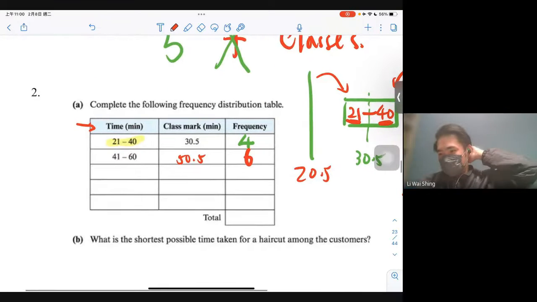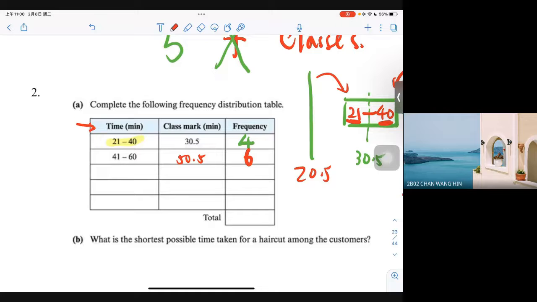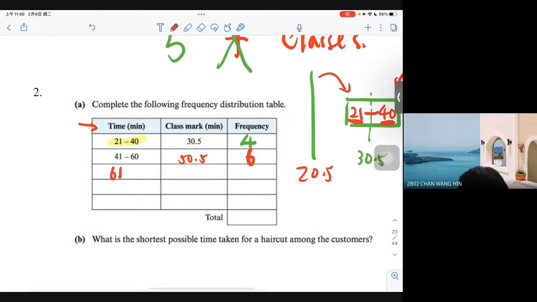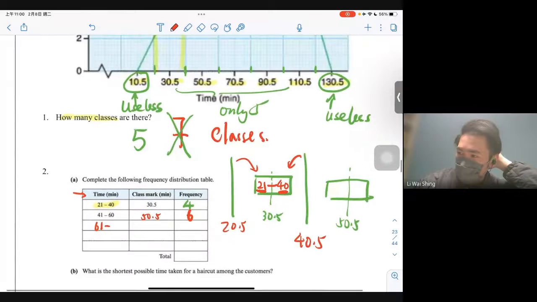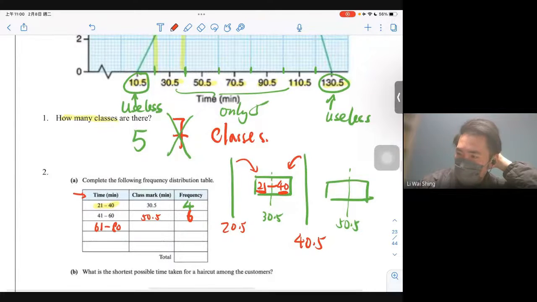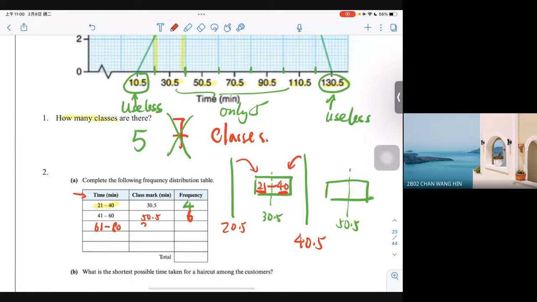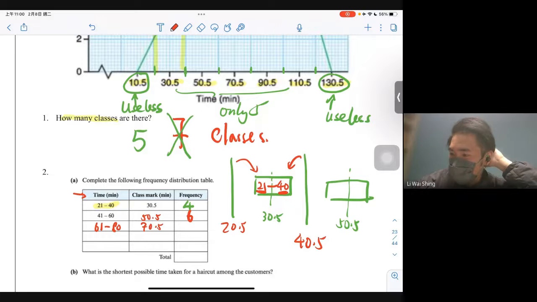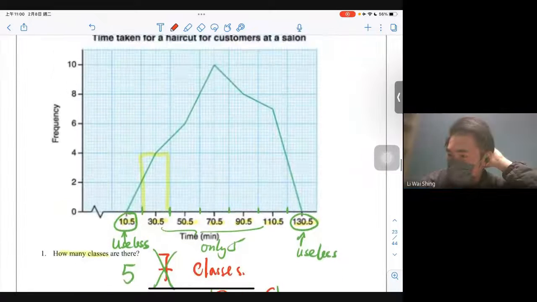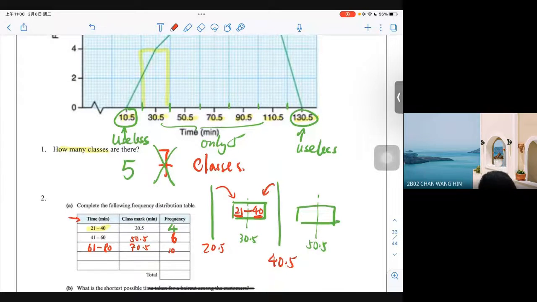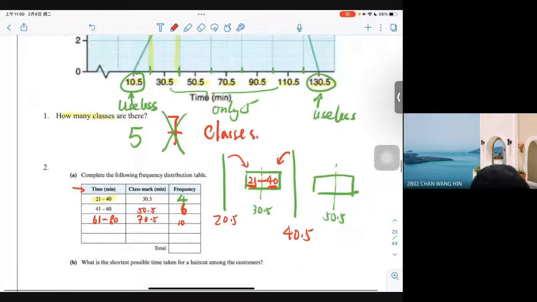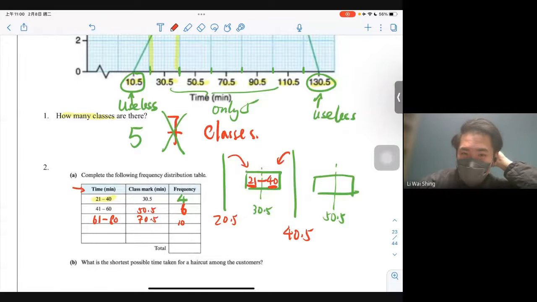Yes, give me the next class, please. 61 to 80. The mid class mark is 70.5, and the frequency is 10. Is it true? Yes, it's 10. Okay, pick one of your friends. Caleb. Yeah, you want to answer questions.